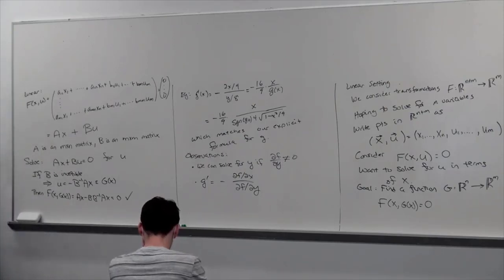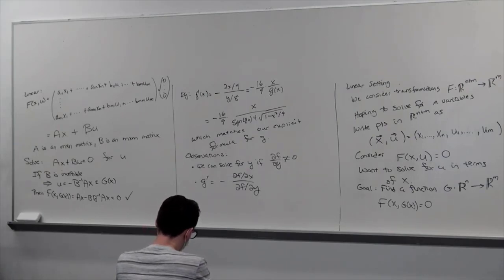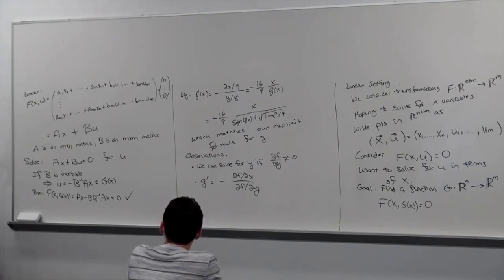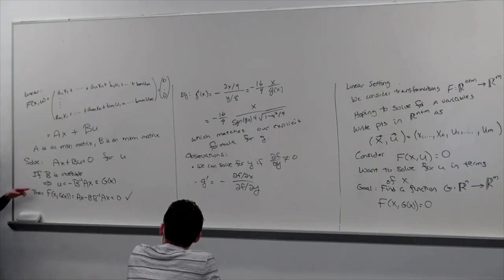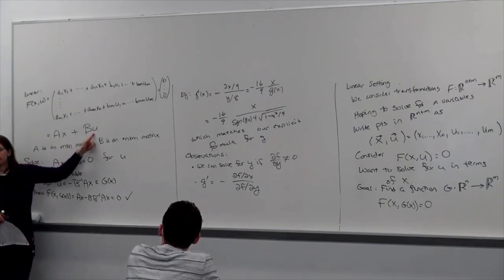Now we want to make the jump. What does this tell us about nonlinear transformations? In the low-dimensional setting, it was a statement about the partial derivative with respect to y, the variable we're solving for. And we expect the high-dimensional setting to have a similar flavor. So we expect that this condition, B is invertible, should correspond to some kind of statement about all the partial derivatives with respect to u.